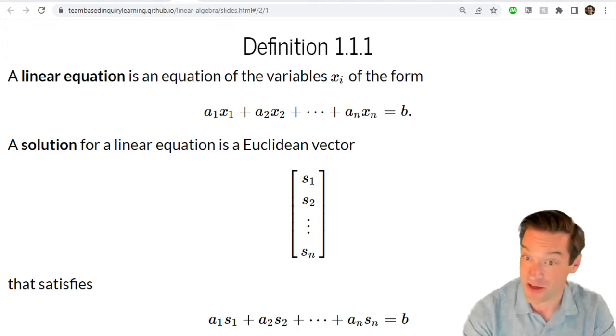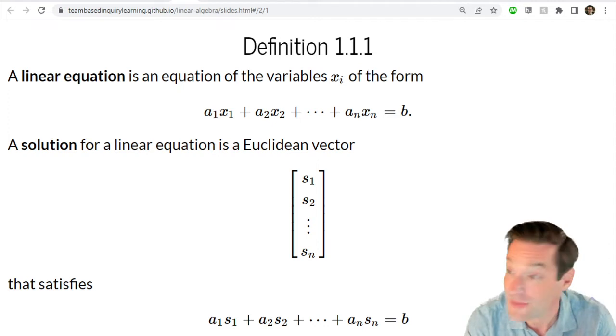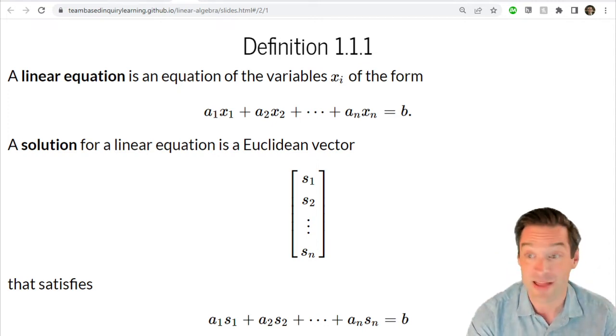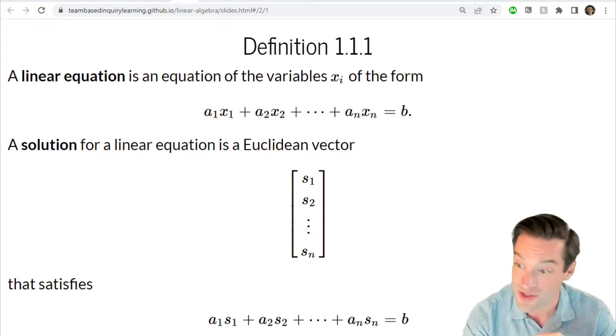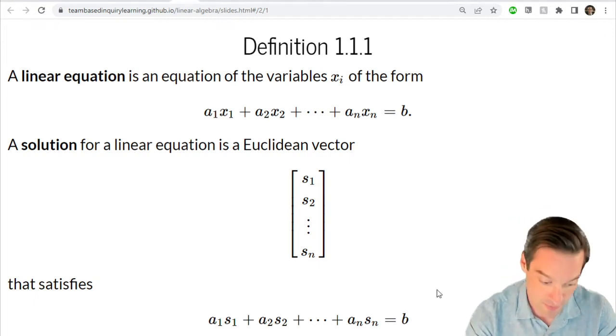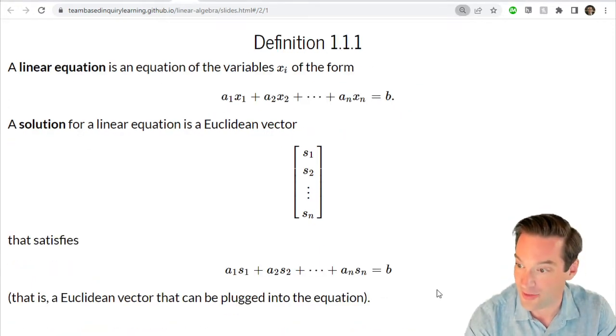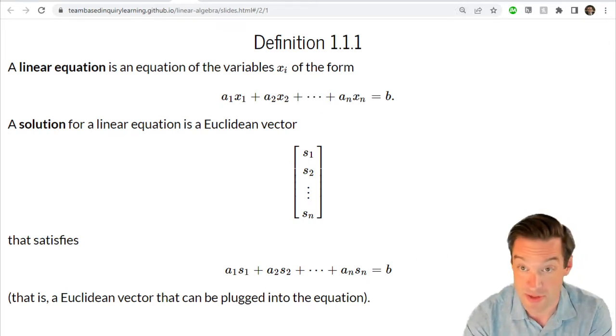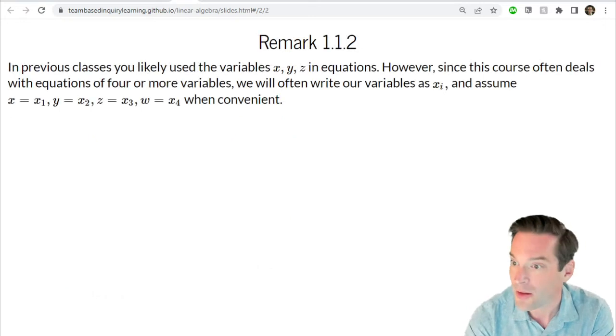So here is the first vector that we're getting the privilege to meet this semester. And again, a solution just means that when I plug these values in for the x's in my linear equation, we actually get a true statement, right? That it equals the right-hand side. So those are the kinds of equations that linear algebra is concerned with.